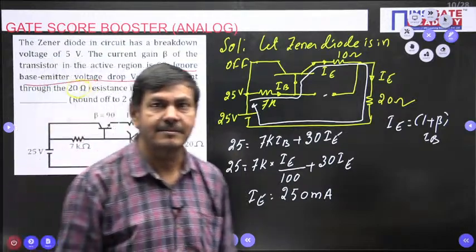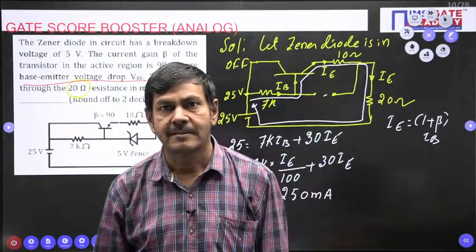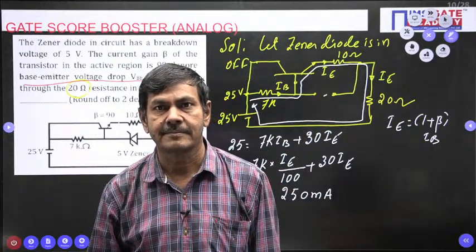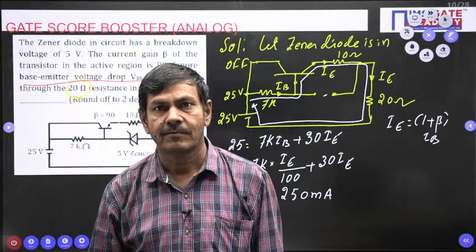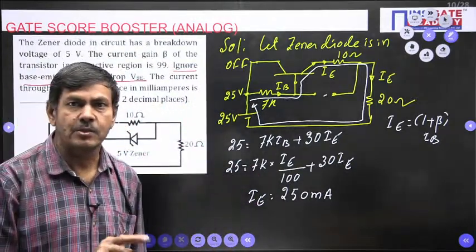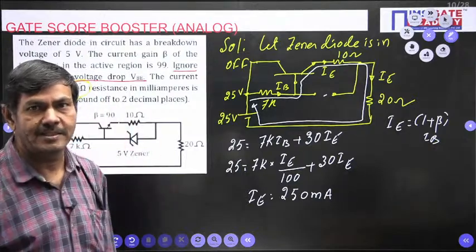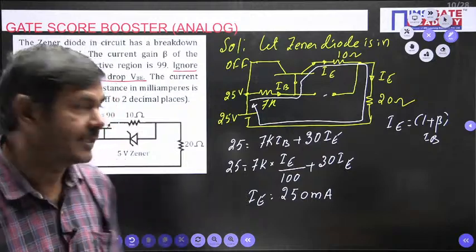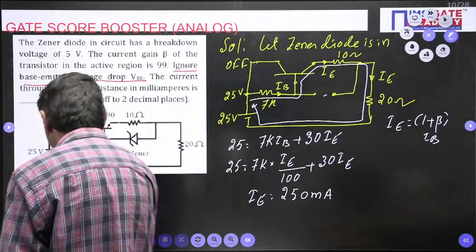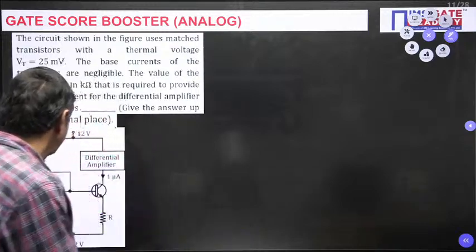Did you understand, Akanksha? In the problem itself it is directly given to ignore the base-to-emitter voltage. Ignore is asked, that's why we are neglecting that voltage. Understand my point now? Okay, very good. Next, please try this question without my help. What answer can you get?